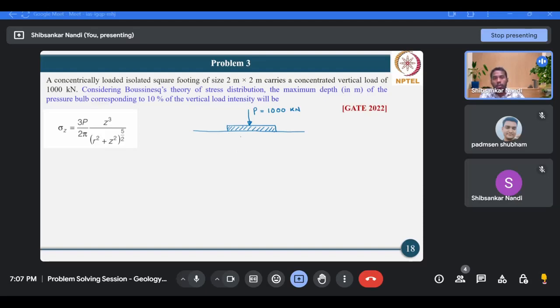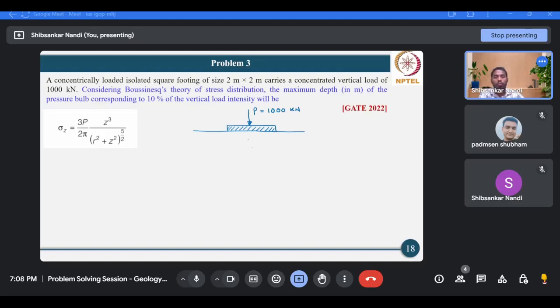In the process of this stress distribution, the stress distribution formula you can get through this equation, that is 3P by 2 pi, z cubed by (r squared plus z squared) whole to the power 5 by 2, where P is basically this concentrated vertical load, and z is the vertical distance at which you are interested to calculate the increase in vertical stress.